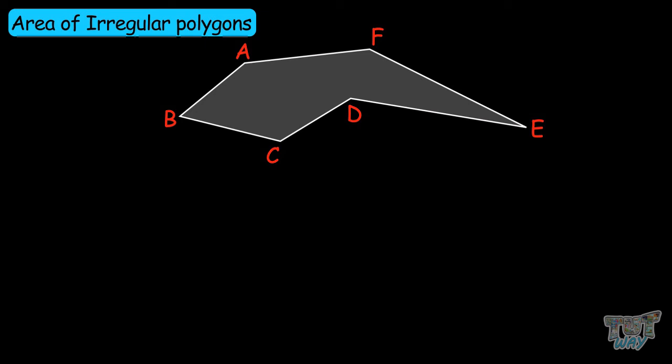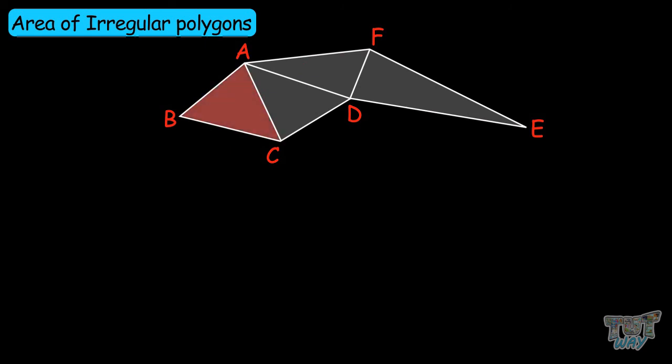Let's see how. Join the vertex A with D, A with C, and D with F to make triangles. And you get 1, 2, 3, 4 triangles. Now, to find the area of this irregular polygon, you need to find the area of all these 4 triangles. Let's find them.